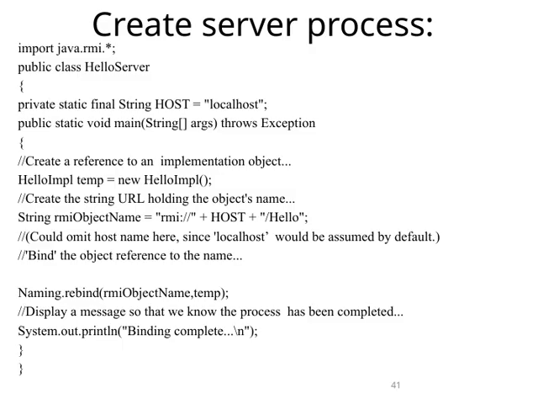Next, we bind our implementation object to this name using Naming.rebind. This step registers the object so clients can look it up later. Finally, we print a message indicating that the binding process is complete. This confirms that our server is now ready to accept remote calls. Overall, this process highlights the key steps in setting up an RMI server: creating the implementation, defining its name, binding it, and confirming the setup.